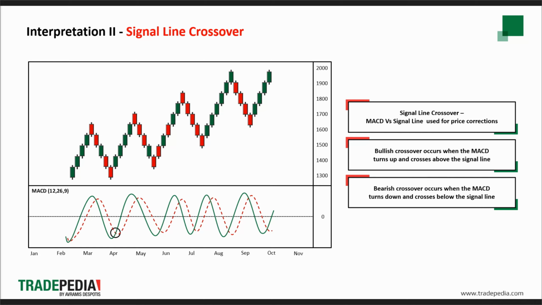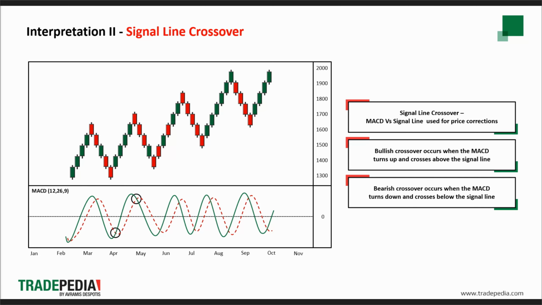Similarly, the bearish crossover occurs when the MACD turns down and crosses below the signal line. You can see at the top here, where the MACD crosses below the signal line, you expect it's probably going to cross below the zero line as well. So it crosses below the signal line, crosses below the zero line, and it should be a bearish move from there.